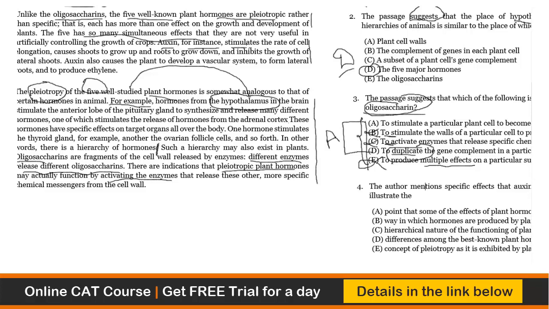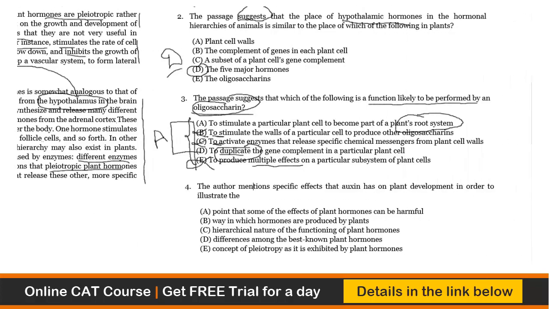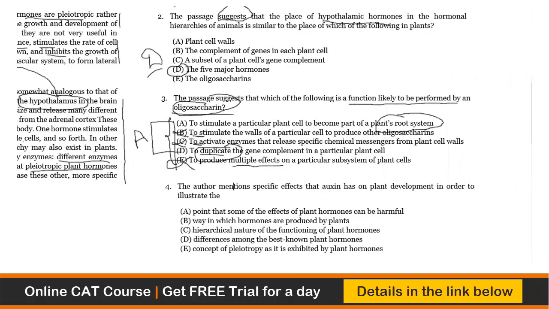It stimulates the rate of cell elongation. It causes shoots to grow up. It inhibits the growth of lateral shoots. So it has many functions, right? So can we say that the author has mentioned auxin to illustrate what? To illustrate the concept of pleiotropy. Why? Because auxin is pleiotropic, and by mentioning the different functions, the author is illustrating the pleiotropy.